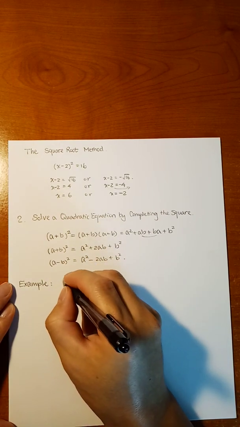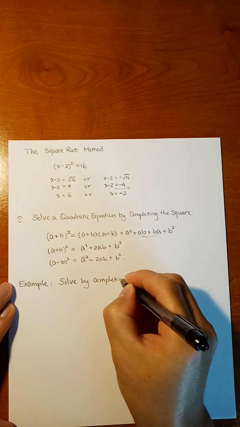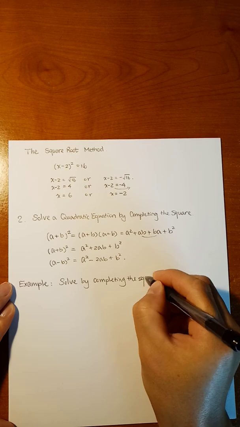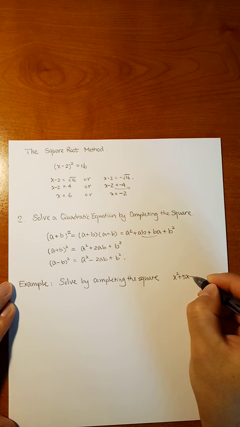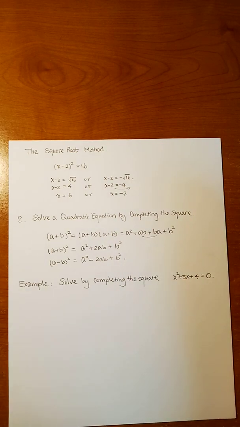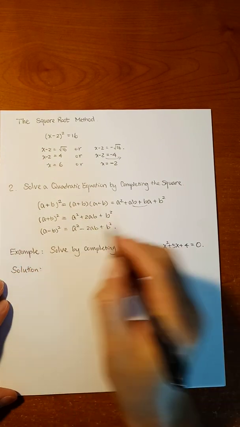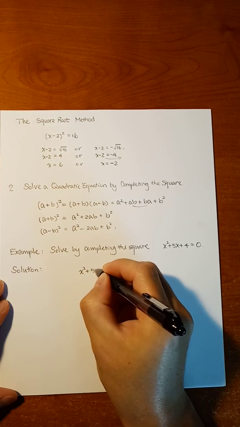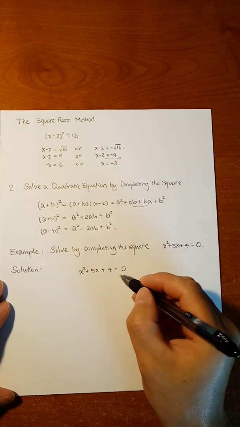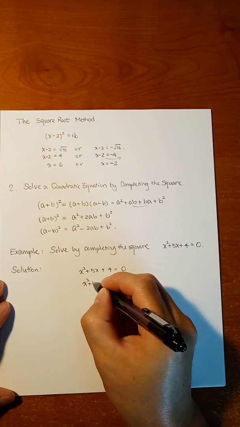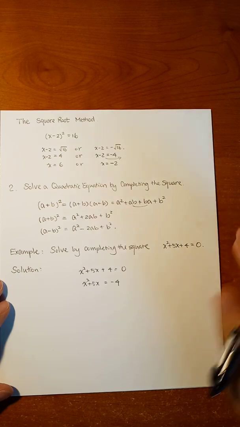Example: solve by completing the square. x squared plus 5x plus 4 is equal to 0. Okay, so here's what we are going to do. First we copy this equation, and the first step, we're going to move the 4 to the other side, to the right. So x squared plus 5x is equal to negative 4. We always move the constant term to the right side.